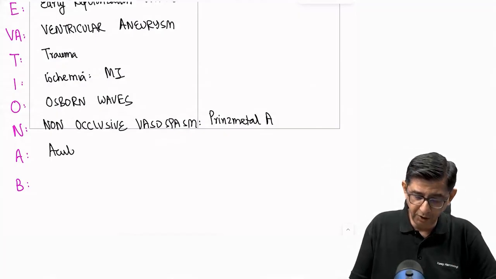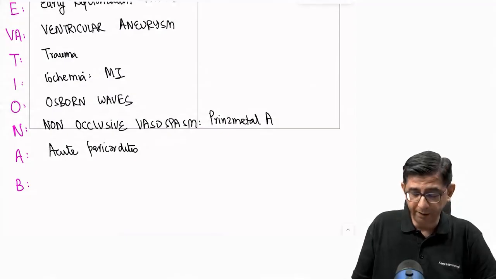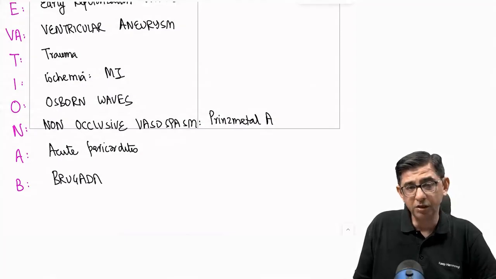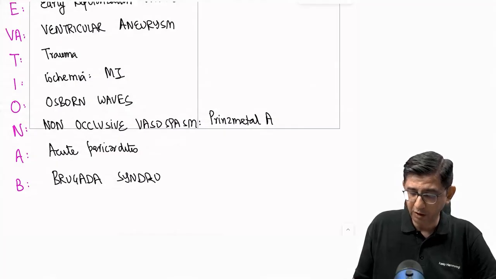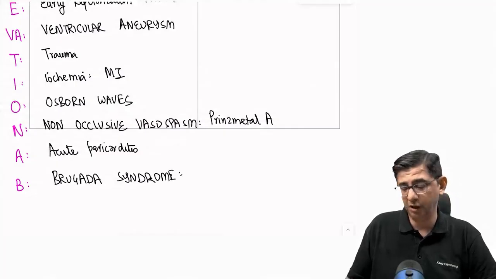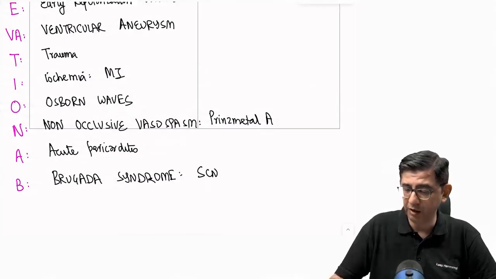Alphabet A would be for acute pericarditis. I have described this in the earlier part of this video. And then is alphabet B. That is a sodium channel defect which is found in Indian patients and causes nocturnal death. That is called Brugada syndrome. Details of Brugada will be added subsequently, but I just give you a heads up. It can have an ST segment elevation.